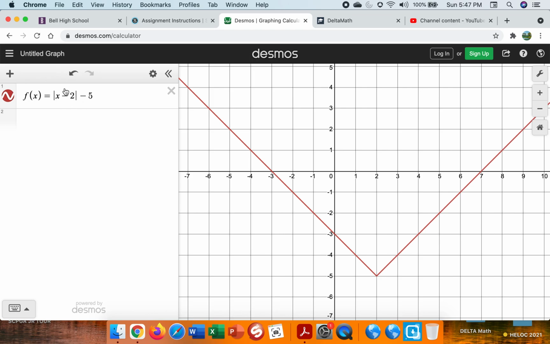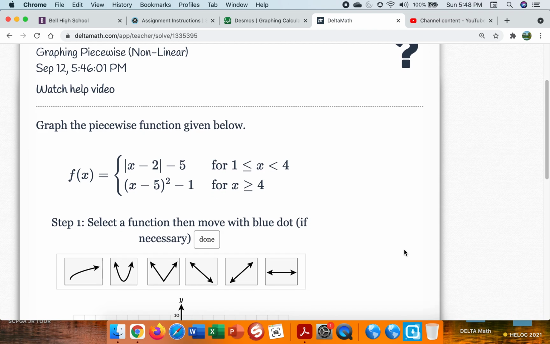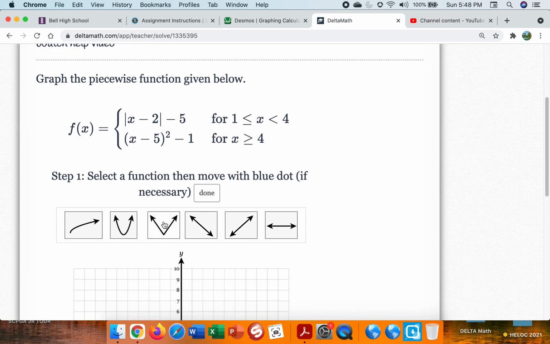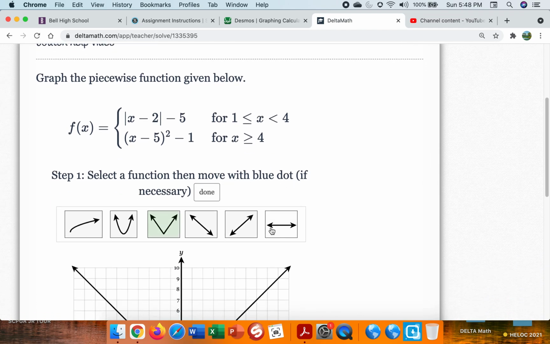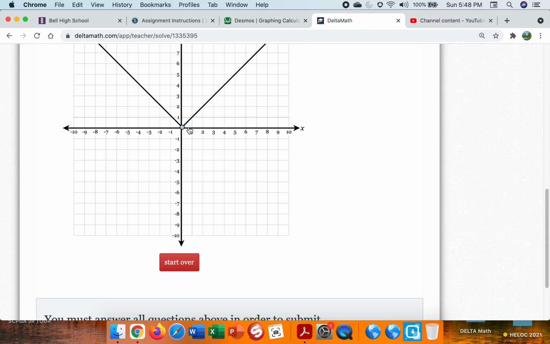Here it is. You just need to focus on where this vertex is. Where is the vertex? Because that's what you're going to need. You can click it here to see it. It's at 2, negative 5. So let's go ahead and plot the graph first on Delta Math. It's the shape of a V and the vertex is at 2, negative 5. So select the function, this one, and move the blue dot to 2, negative 5.